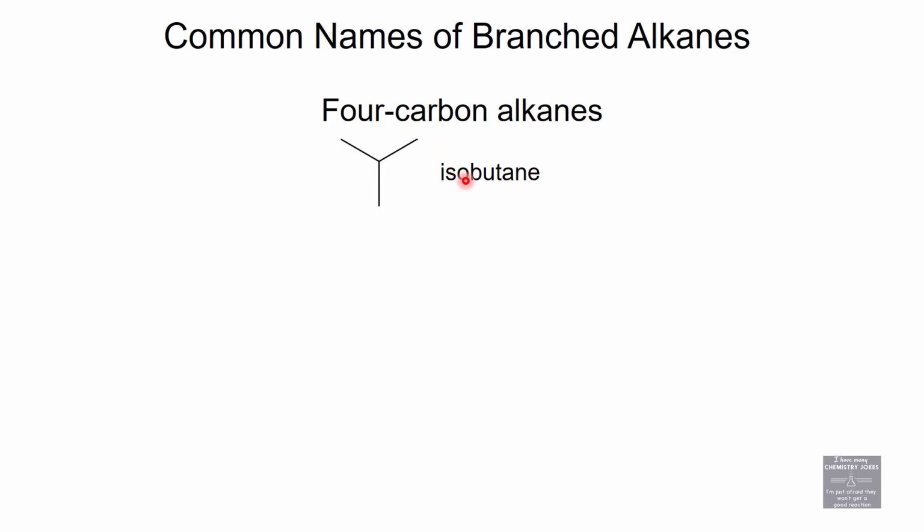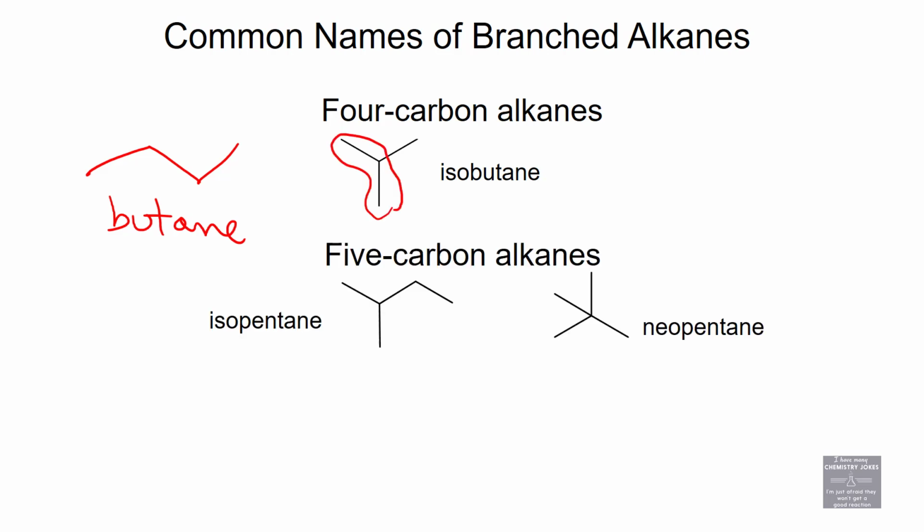Common naming often has this iso bit. This is a 4-carbon alkane, so it has the root name of butane, but it's not 4 carbons all in a line like this. This is regular butane. This is isobutane because of this fork, this split. 5-carbon alkanes can also be named with common naming. This has the same little branch, so that's why it's called isopentane. The pentane is because there are 5 carbons in total in that molecule.